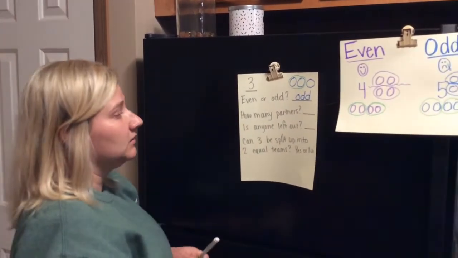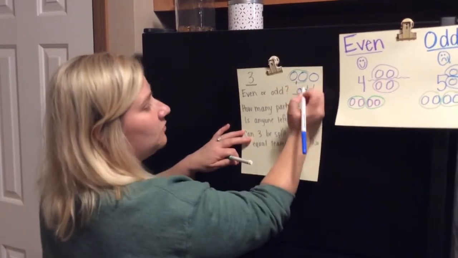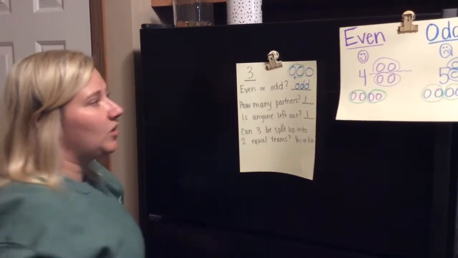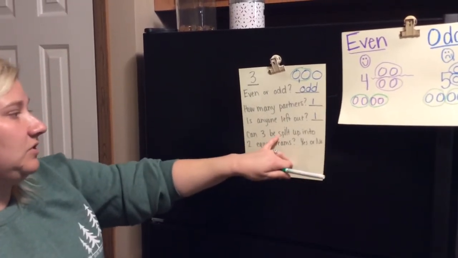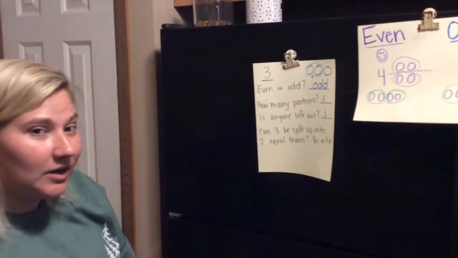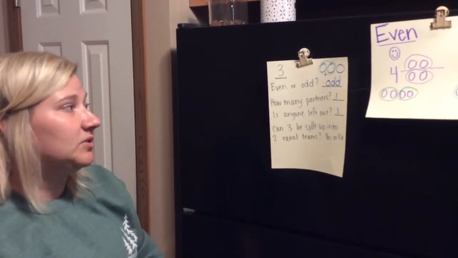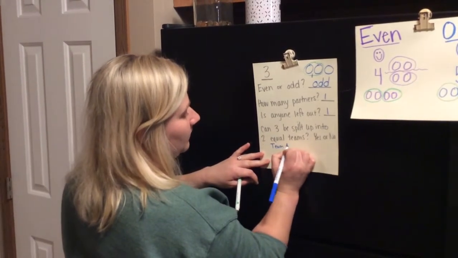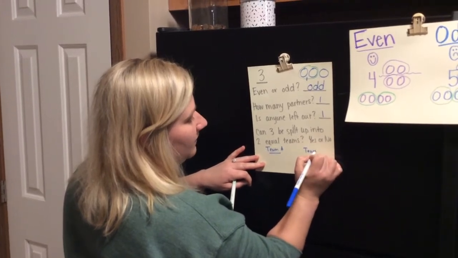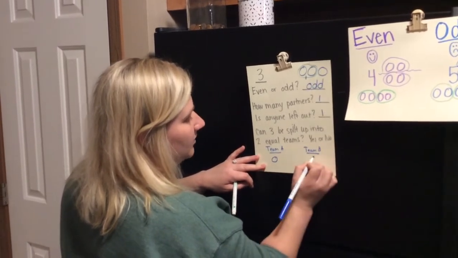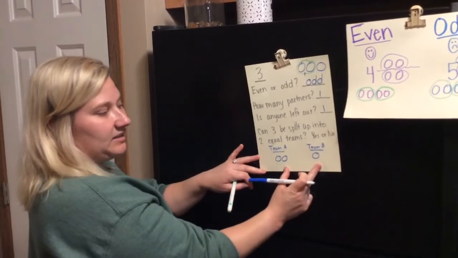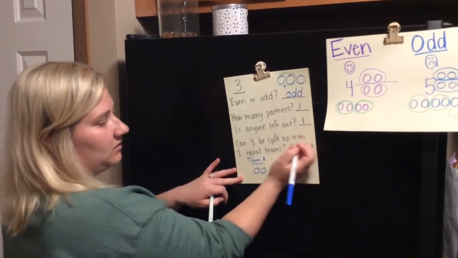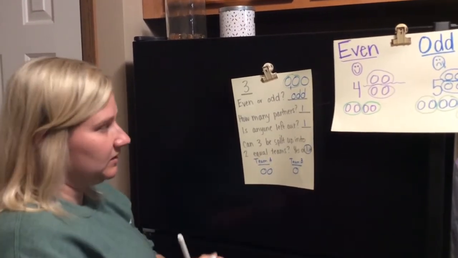It's not equal. How many partners? There's only 1 set of partners. Is anyone left out? Yep, this guy is. 1 is left out. So do you think 3 can be split up into 2 equal teams? Well, we know odd numbers are not equal. So if we have team A and team B, 1, 2, 3, that is not equal teams. This team has more than team B. So it cannot be split up into equal teams. Okay?